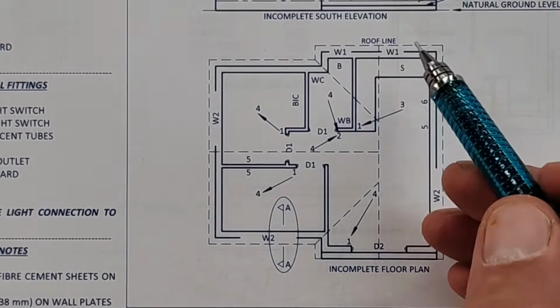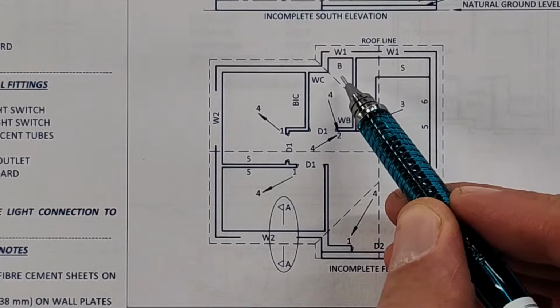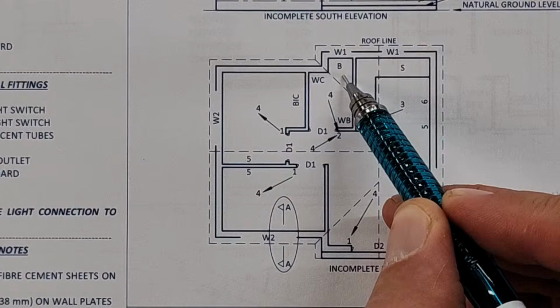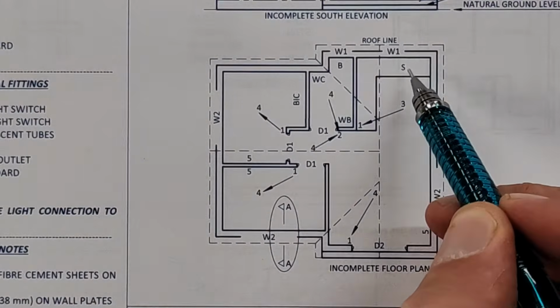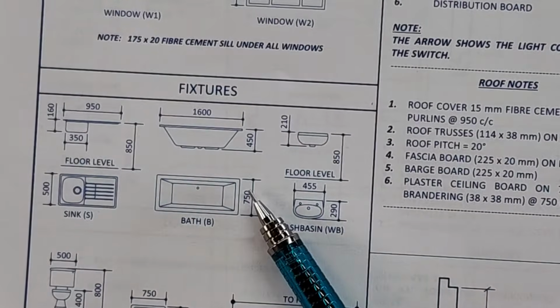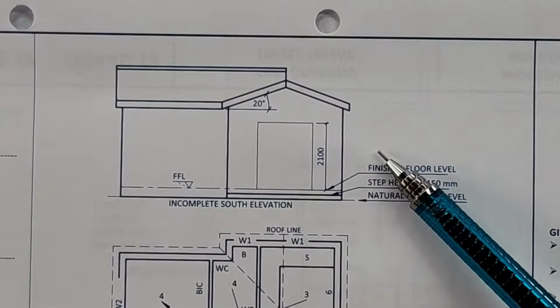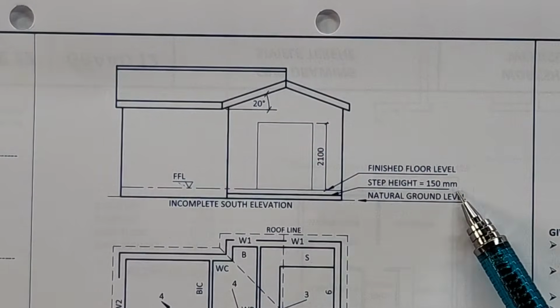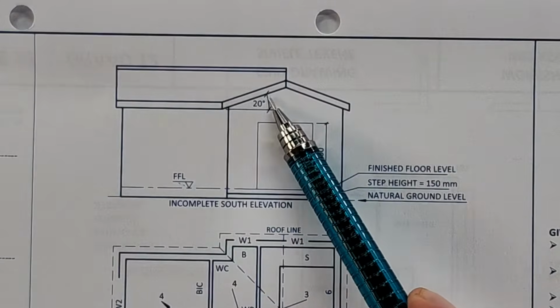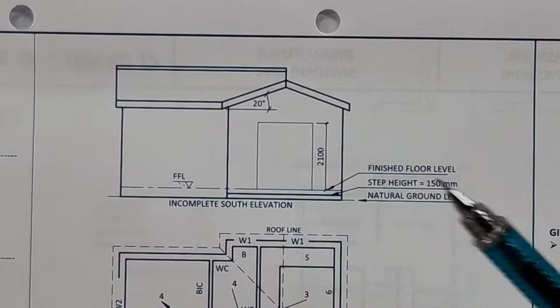They have indicated the fixtures here with a B for your basin, the bath, the wash basin, there it is. We've got a WC, which is your toilet. In the kitchen, we've got our sink. So all of that corresponds again with the fixture schedule that's provided for you here. All right. On top of our floor plan, we have our incomplete elevation. They're giving you the finished floor heights, the step height here, natural ground level, inclination of our roof, and they actually show you the complete roof with fascia boards, ridge plate, etc.